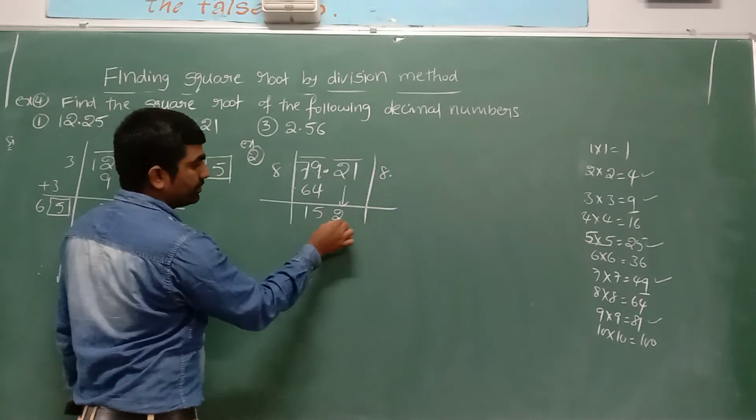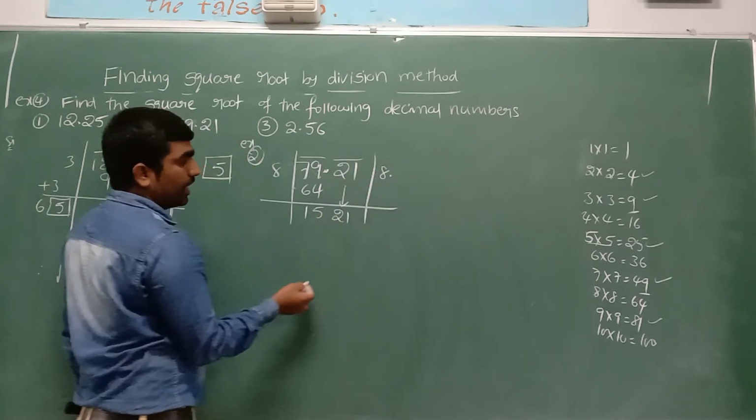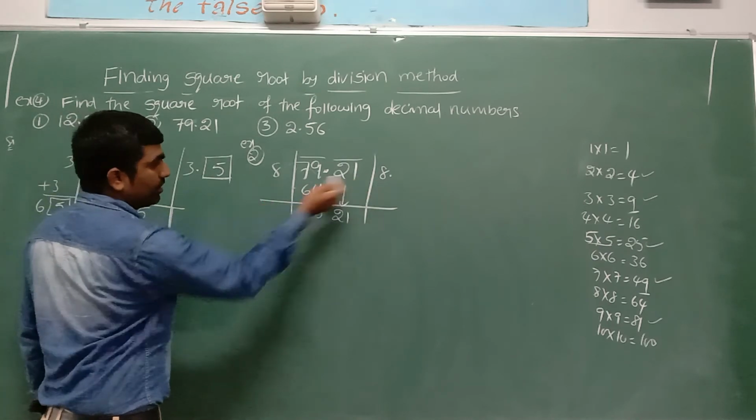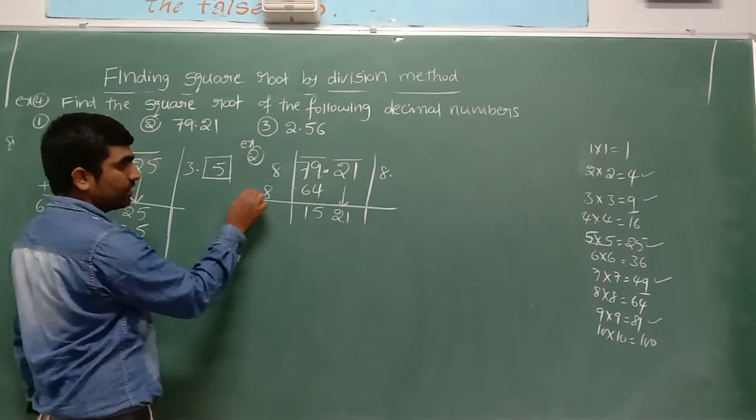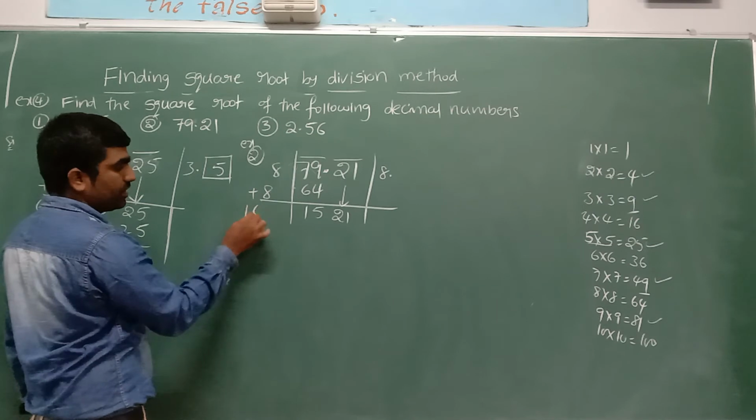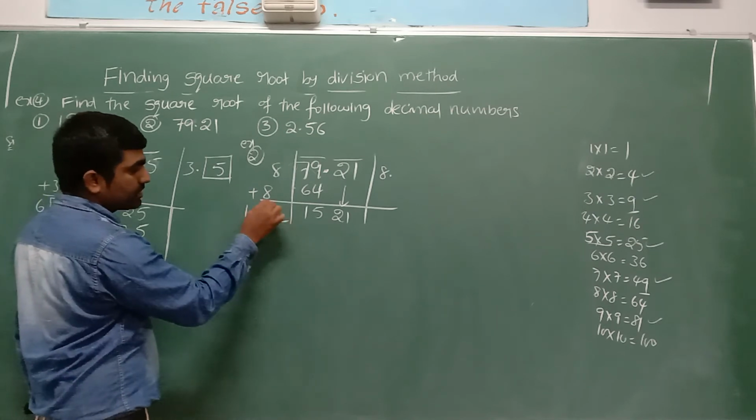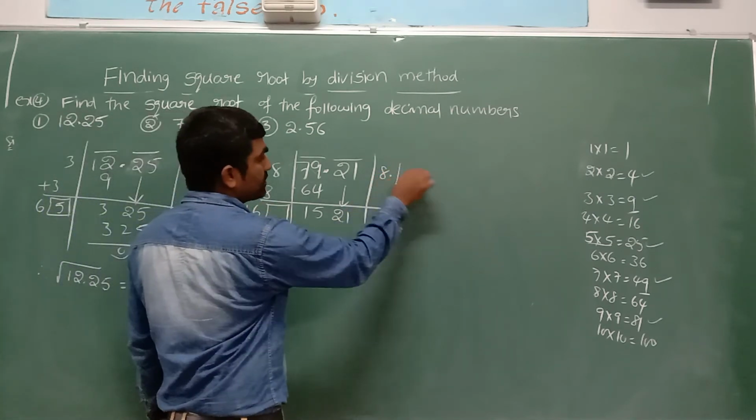21 we will write here now. Here we can see 8. This quotient 8 we can add in the place of the previous divisor. So 8 plus 8 is 16. Now beside the 16 keep a box, and in the quotient place also keep a box.